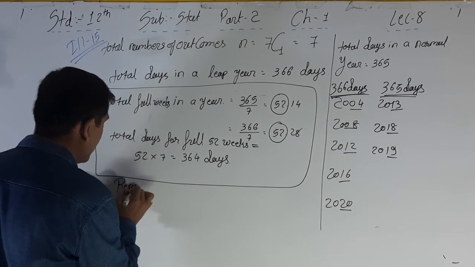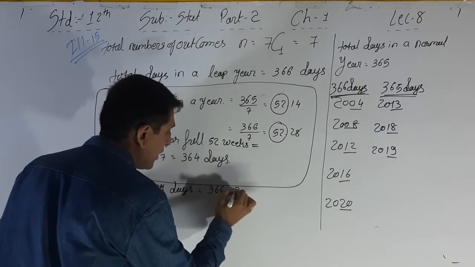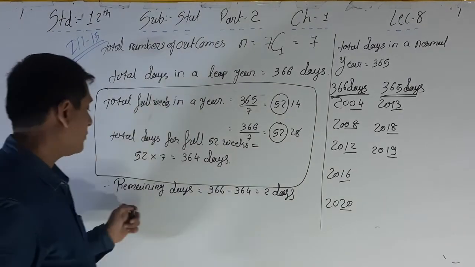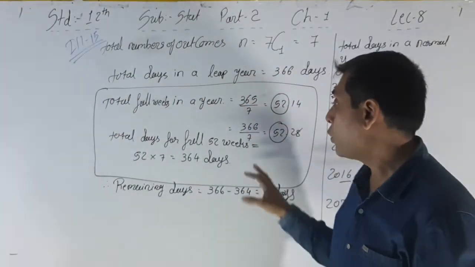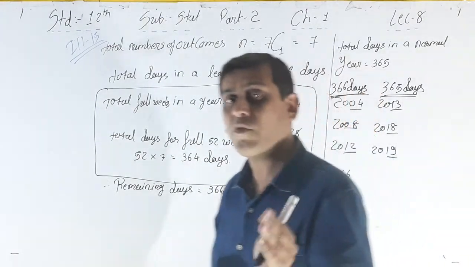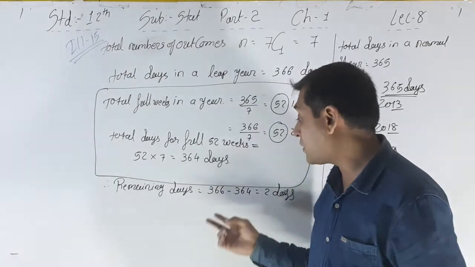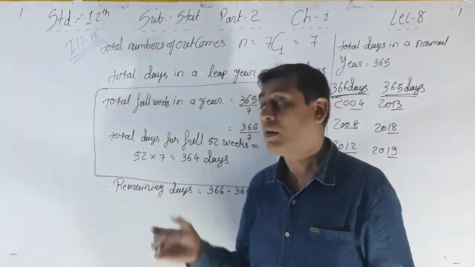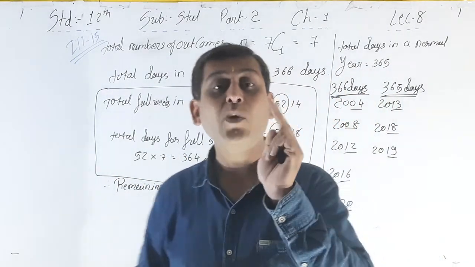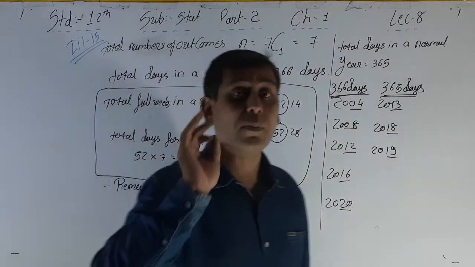Therefore, remaining days is equal to 366 minus 364, that is 2 days, right? Remaining days is 2. Each and every day comes 52 times compulsory: Monday, Tuesday, Wednesday, Thursday, Friday, Saturday, all the days 52 times. We want the 53rd Thursday. That means what are the remaining days for a leap year? In a leap year there are only 2 remaining days. 52 times all the days come. Now 2 remaining days are there, and from these 2 remaining days, one Thursday is our probability.